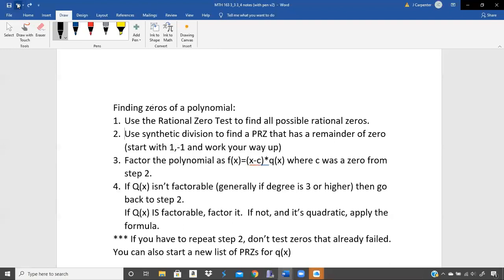All right, so once you have a zero that works, a zero that spits out a remainder of zero, because that means it's a zero, you factor the polynomial. So if c was your zero, x minus c is your factor. Then remember, you need the quotient from the synthetic division, because that gives you the other factor. If you just plug these numbers into the function and see that it spits out zero, it's cool that you know that it is a zero, but it does not give you the other factor of the function, which is critical.